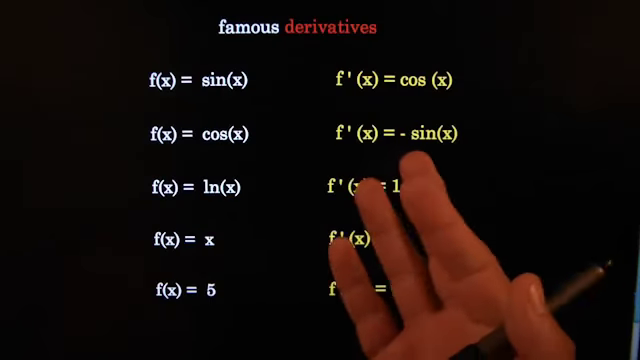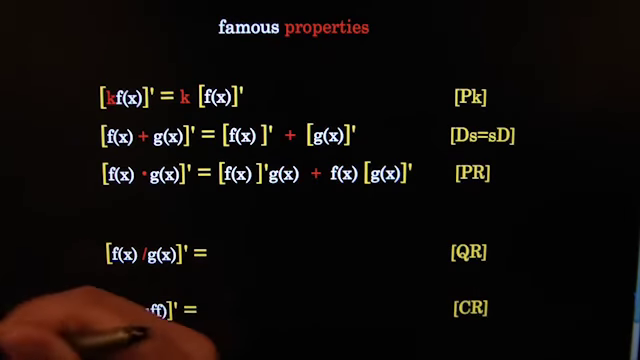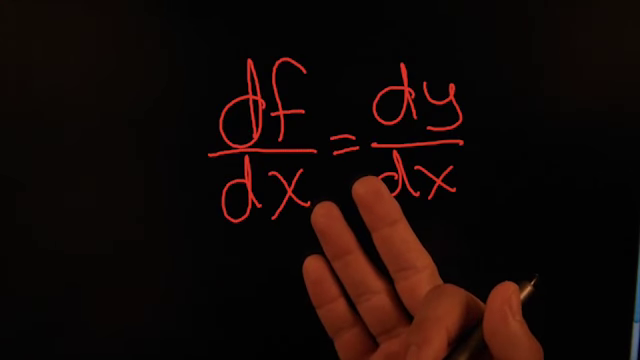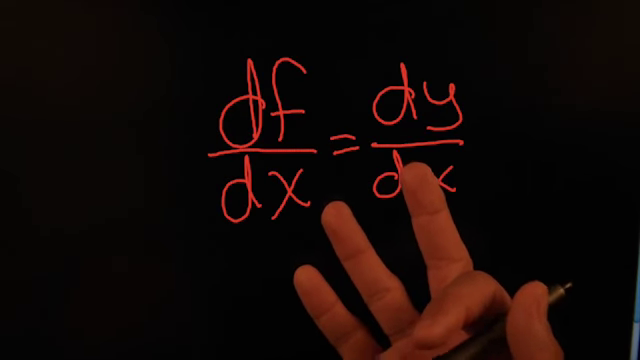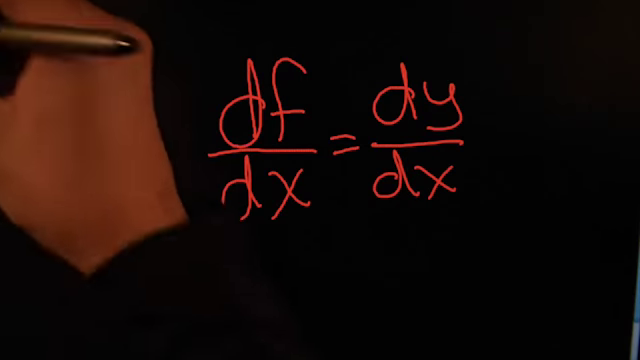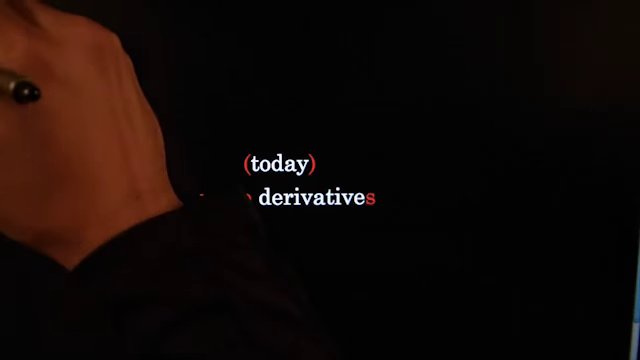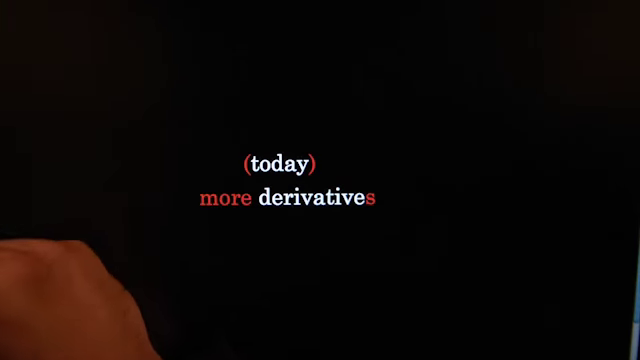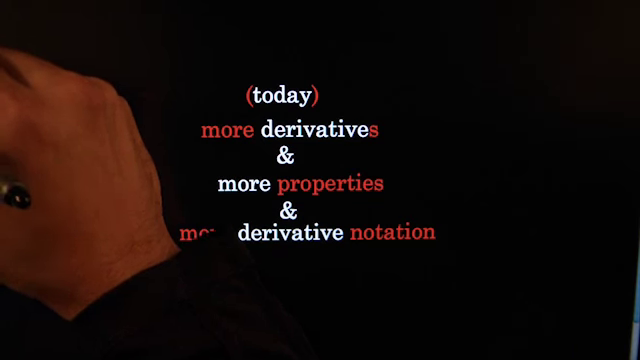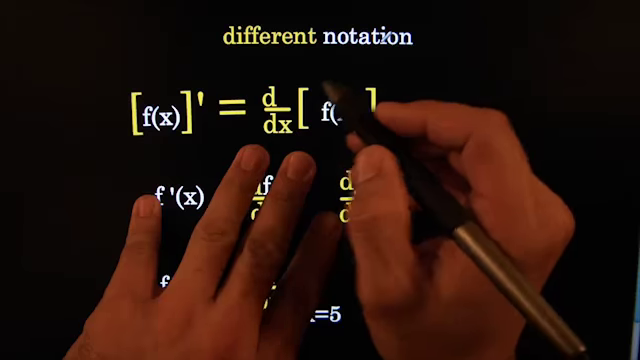Again, we want to expand the list of famous things. We want to expand the list of identities or properties, and we want to introduce new notation, the denotation. Very, very powerful stuff. Okay, so where do we start? Alright, so let me explain the notation.